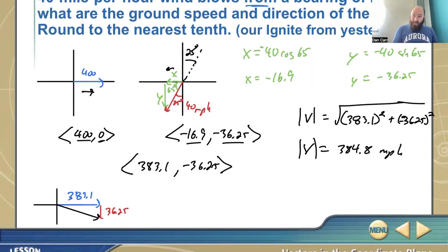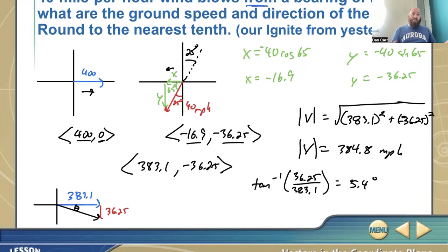We also need to find the angle that we're traveling at. Sorry, that's going to be tangent again. I'm just going to go right to my inverse tangent. It'll be the inverse tangent of 36.25 divided by 383.1. When I do that, I get 5.4 degrees.